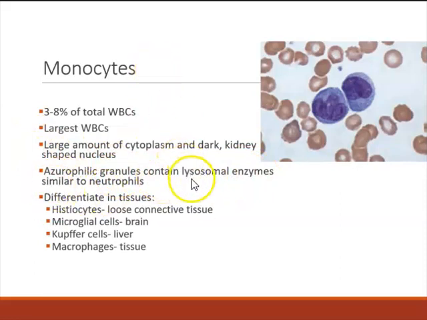Now, when these monocytes go to specific tissues, they will differentiate into a certain type of cell. So for example, when the monocytes go to loose connective tissue, they become histiocytes. When they go to the brain, they're called microglial cells. When they go to the liver, they are Kupffer cells. And when they go to tissue, they become macrophages. Okay, so they have that phagocytic property that helps recognize antigen or pathogens and clear off those foreign substances.